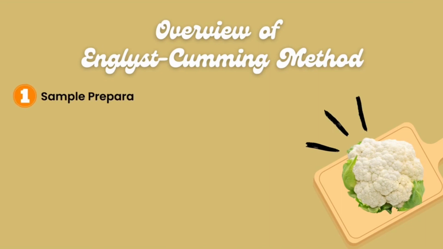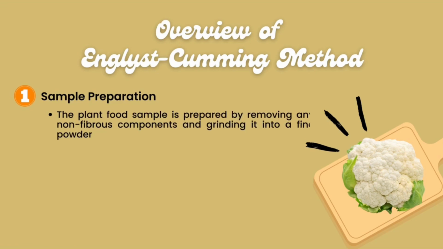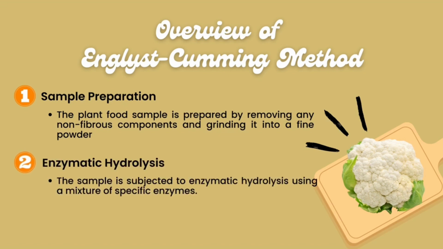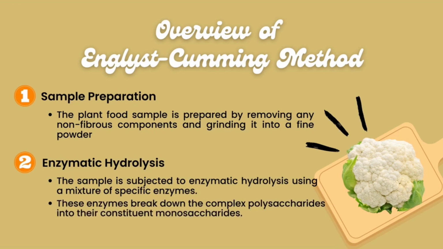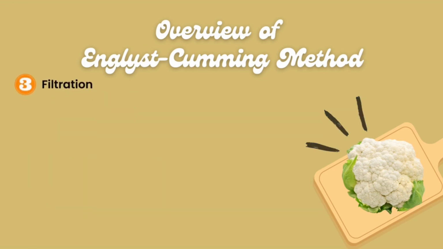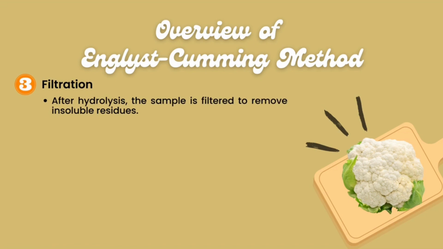Firstly, sample preparation. The plant food sample is prepared by removing any non-fibrous components and grinding it into a fine powder. Second, enzymatic hydrolysis. The sample is subjected to enzymatic hydrolysis using a mixture of specific enzymes. These enzymes break down the complex polysaccharides into their constituent monosaccharides. Next, filtration. After hydrolysis, the sample is filtered to remove any insoluble residues.